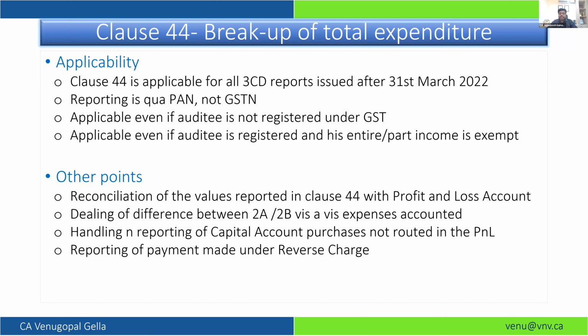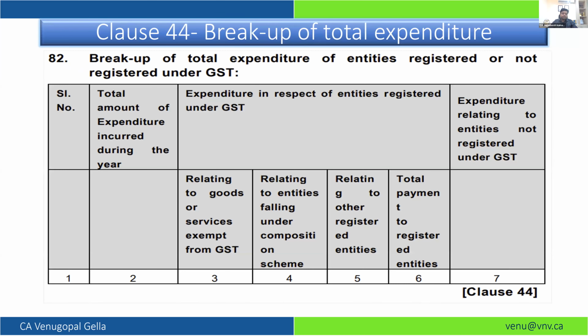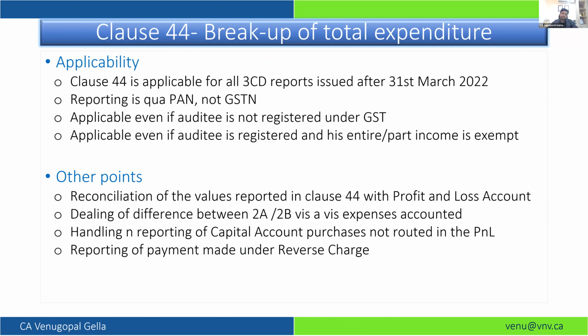Now, reconciliation of the values reported in clause 44 with the P&L account. Here I am saying reconciliation, not matching. You need not match the total expenditure in the P&L with the details you reported in clause 44, because it will never match. If you see the previous slide, it says that the total expenditure means both revenue expenditure and capital expenditure, whereas in the P&L you will see only the revenue expenditure part. So maintain a proper reconciliation to face future litigations, if any.